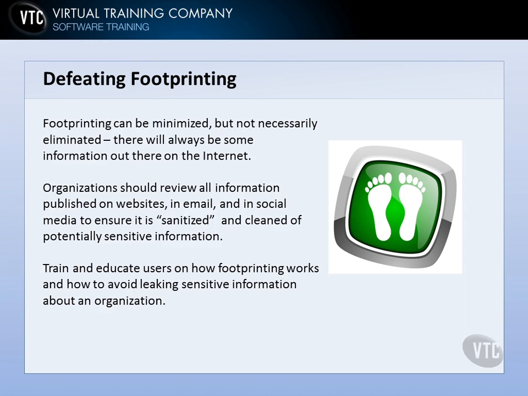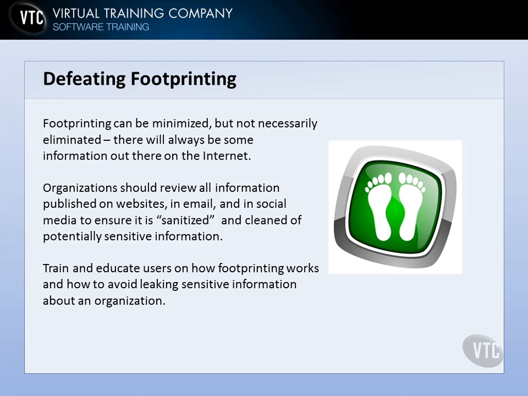But you can minimize the sensitive information out there at least and try to make sure that it's not out there in bulk, that it's been carefully reviewed and looked at before it gets out there. So you should review all the information published on any websites, that goes out in email, obviously, and that appears in social media to make sure that it's sanitized and cleaned of potentially sensitive information. You might want to establish a policy where anything that's put out on the internet, even by an employee on their personal social media site, is subject to review by the company. You need to make that policy and enforce it so that things that shouldn't be out there don't get out there.